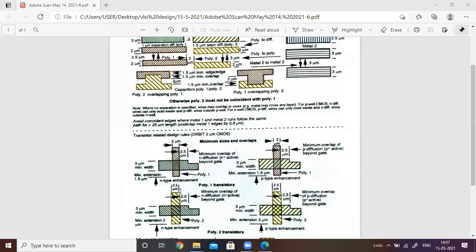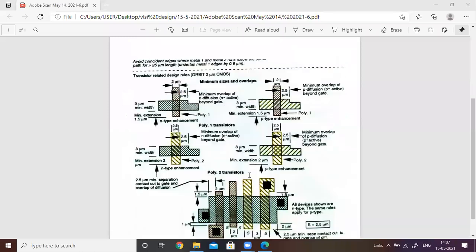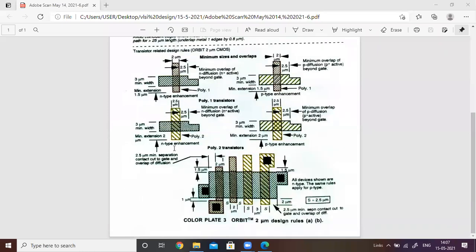But here just observe, this is poly 1. The minimum width of poly 1 is 2 micrometer, so here also we have more than 2 micrometer. You can use more, no problem, but less than 2 micrometer you cannot use. That is the main thing. Right? Those are the design rules in different structures. Similarly, you have the contacts. Just go through this topic.